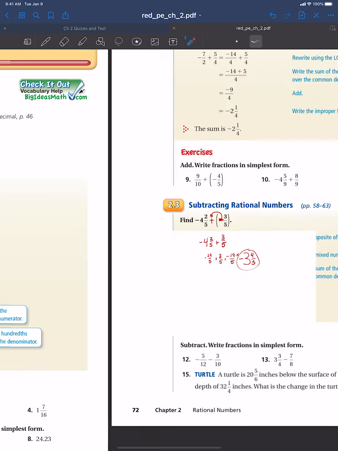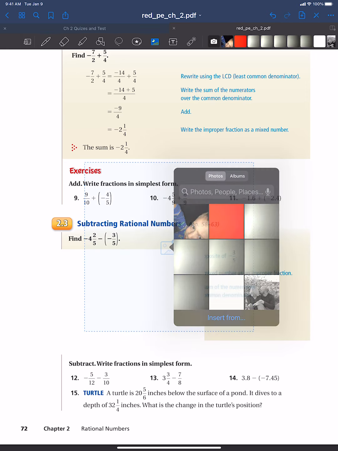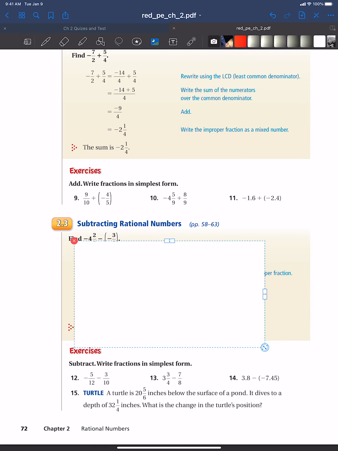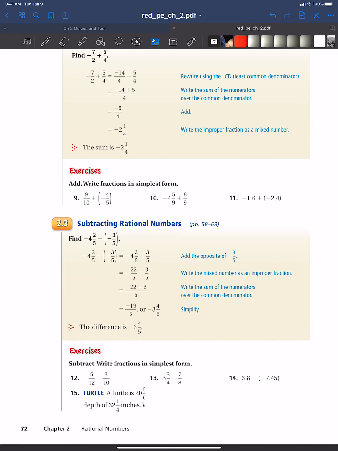Okay, how are you guys feeling? I want you to realize that 2.3 is honestly super easy. It's the same thing as 2.2. We just have to turn these into addition problems first, right? Let's do a decimal one. Write this one down.